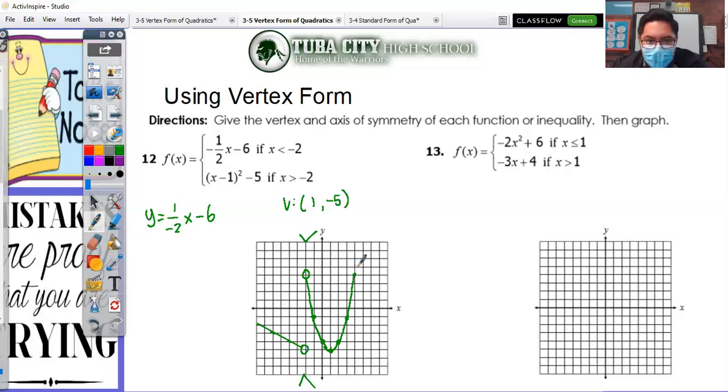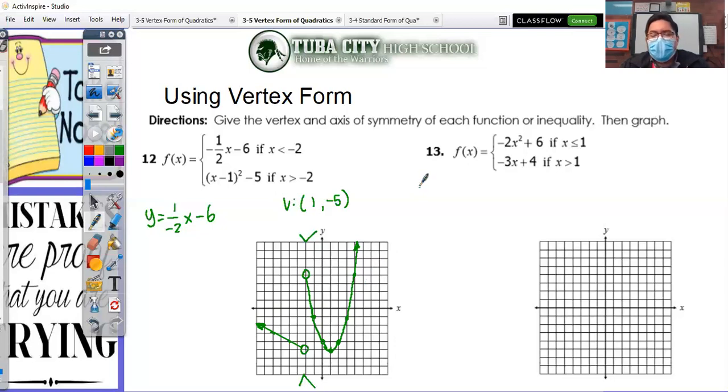There we go. There's one more to go. Yeah, there we go. We got it. Cap it off with an arrow on the ends because it's going to go on forever. And there we go. We're done.